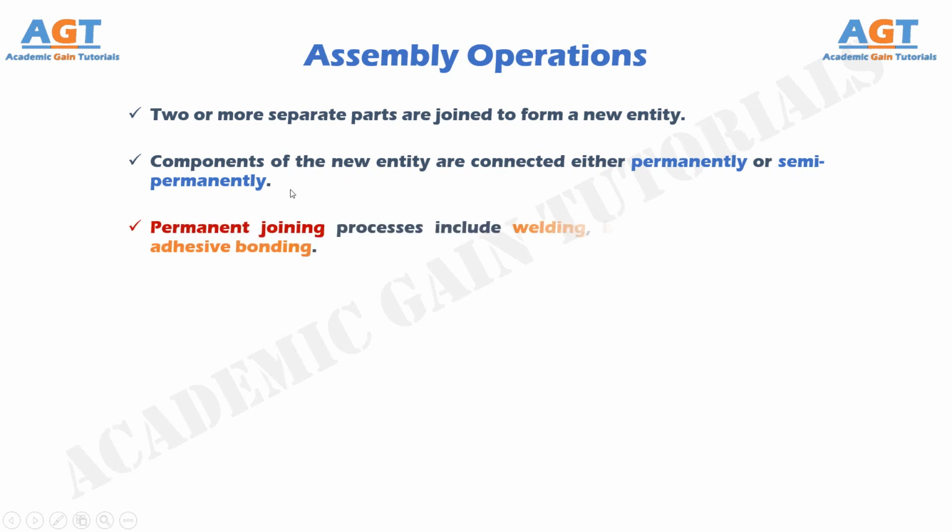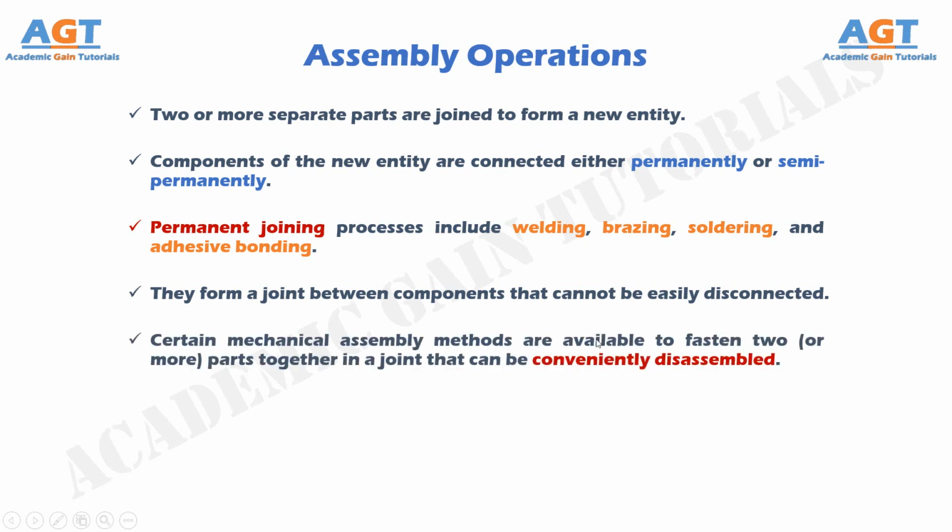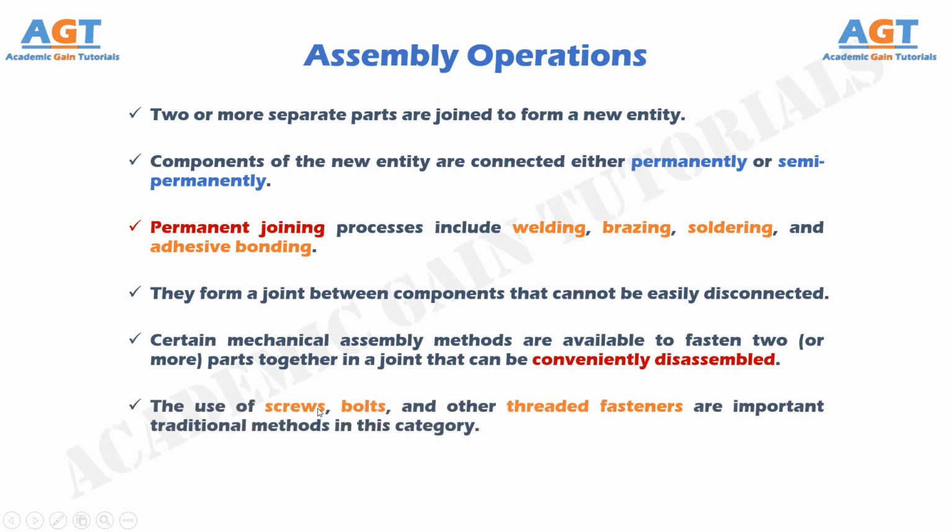Permanent joining processes include welding, brazing, soldering, and adhesive bonding. They form a joint between components that cannot be easily disconnected. Certain mechanical assembly methods are available to fasten two or more parts together in a joint that can be conveniently disassembled. The use of screws, bolts, and other threaded fasteners are important traditional methods in this category.